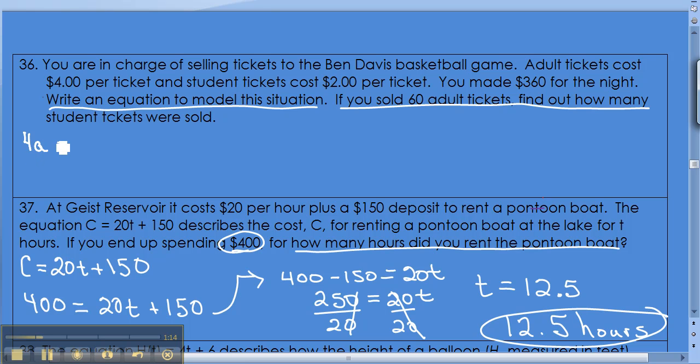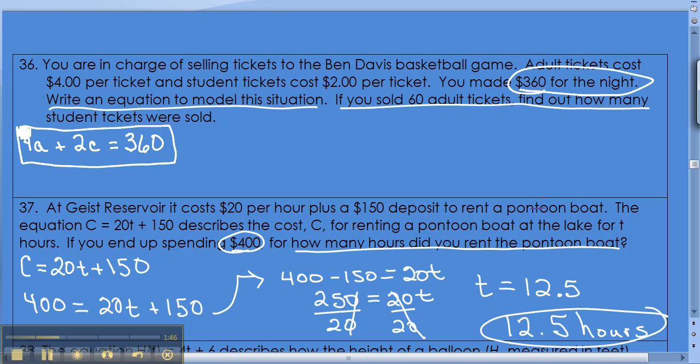Then if you write 2C for student tickets, the student tickets were $2 a piece, so if you multiply 2 times the number of student tickets, that'll give you how much money you received for the student tickets. And since you received a total of $360 for the night, set that equal to 360. This is our equation. So that's the first part of our answer, since this is a two-part problem.